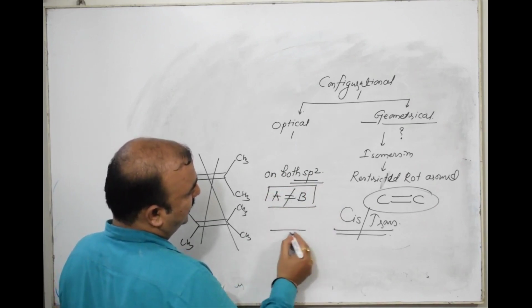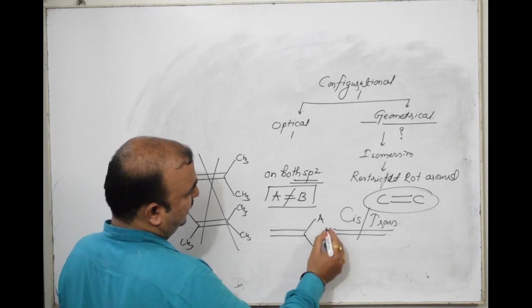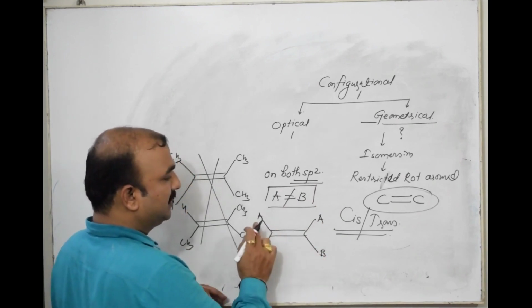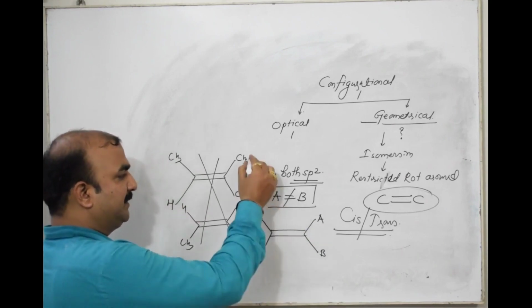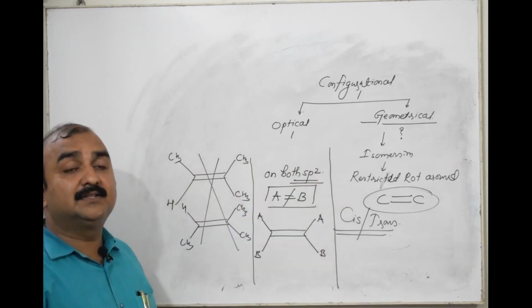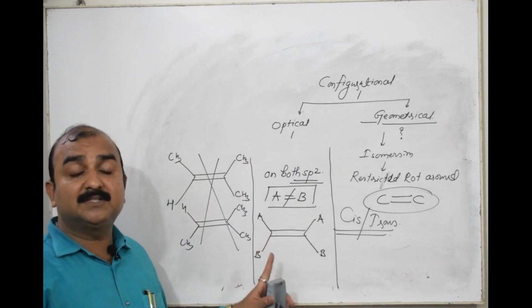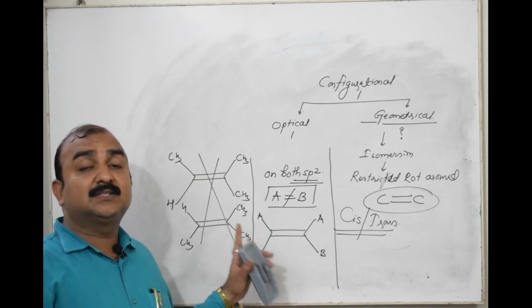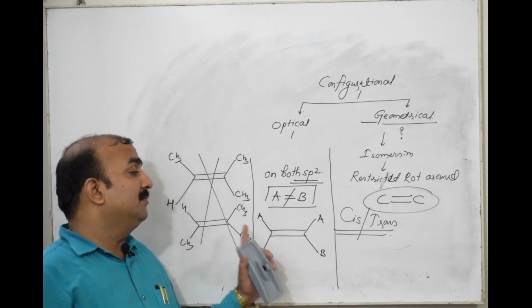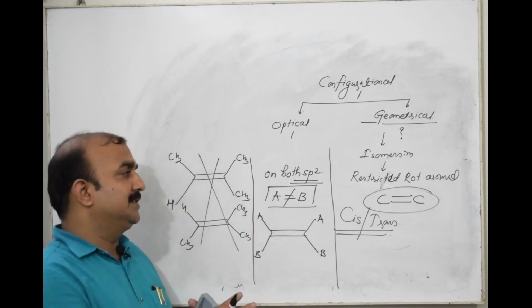Means if you are writing like this, this is A, this is B, this is A and this is B. So on both sp2 carbon atoms, A should not be equal to B. This is the most important condition. Keep this thing in mind. This is the most important condition for a compound to show geometrical isomerism.